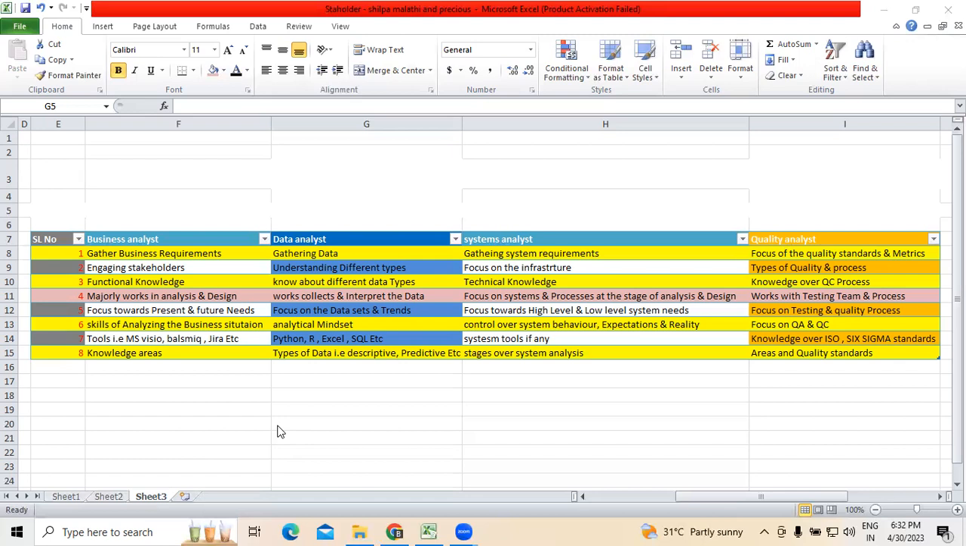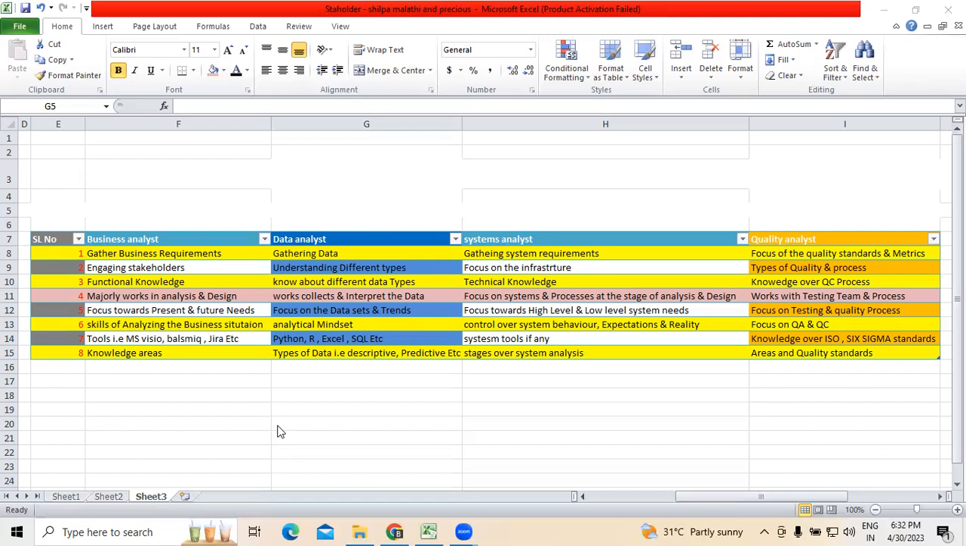Last but not least, the other point: a business analyst should have experience in the knowledge areas prescribed by the business analysis body, BABOK, like business analysis planning and monitoring, elicitation and collaboration, enterprise or strategy analysis, requirements lifecycle management, requirements analysis and solution design, and solution evaluation and validation. That sort of knowledge areas is required for a BA to understand.